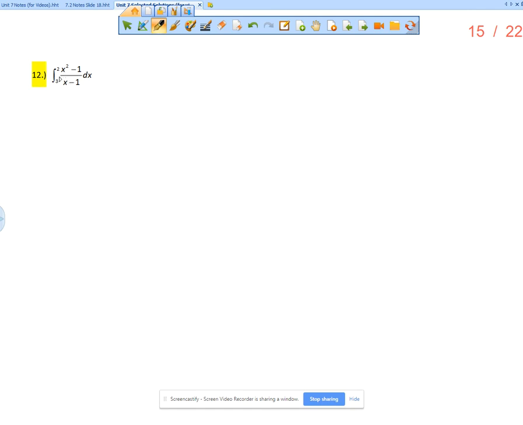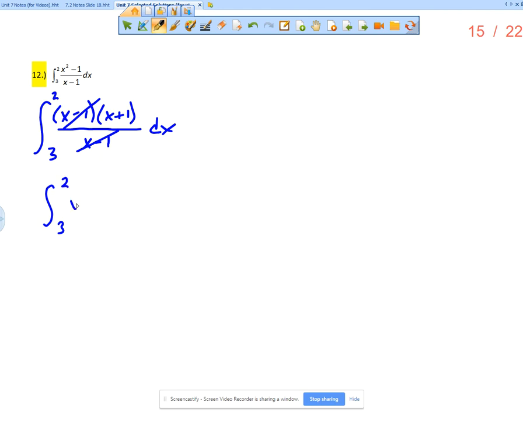All right, so first of all, we need to integrate by reducing that fraction. So we recognize that x squared minus 1 can be factored into x minus 1 times x plus 1. And if it's divided by x minus 1, then you can see that the x minus 1s would reduce. So we reduce this, all right, and now we have the integral from 3 to 2 of just x plus 1.